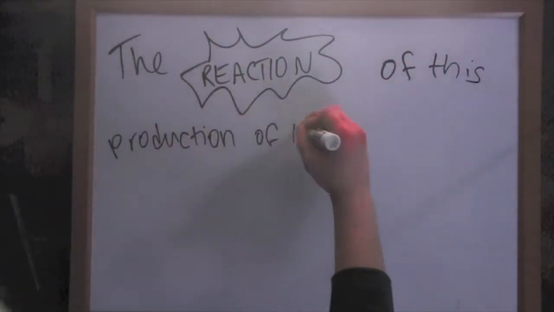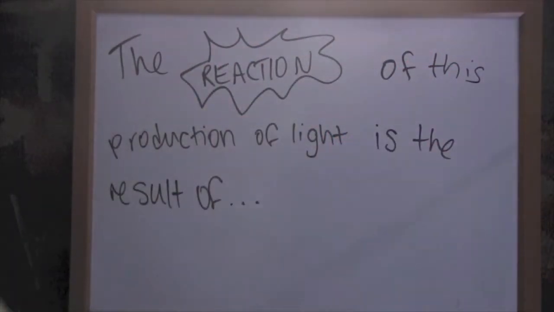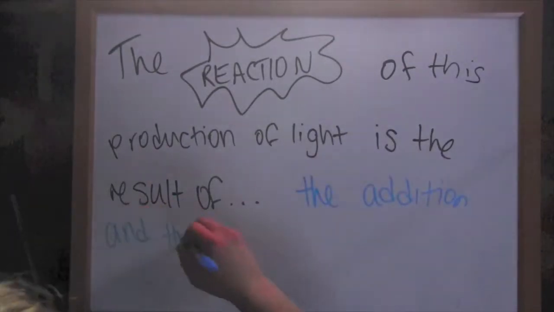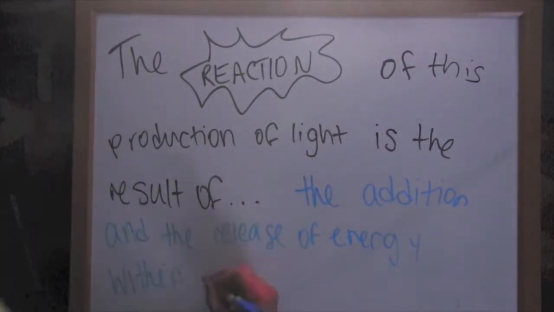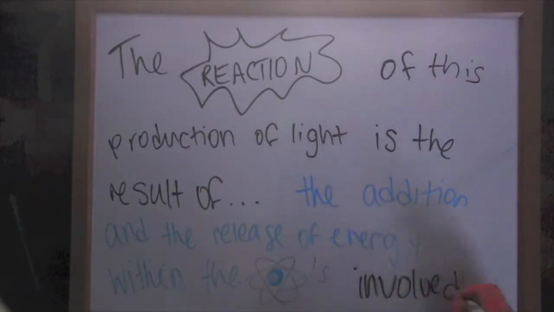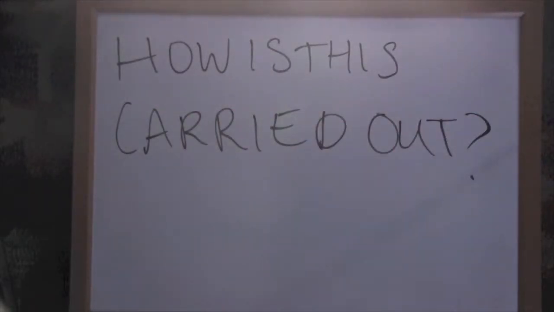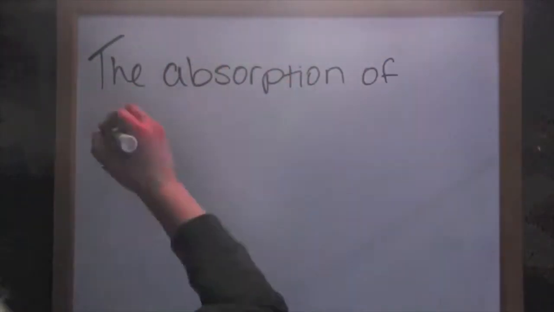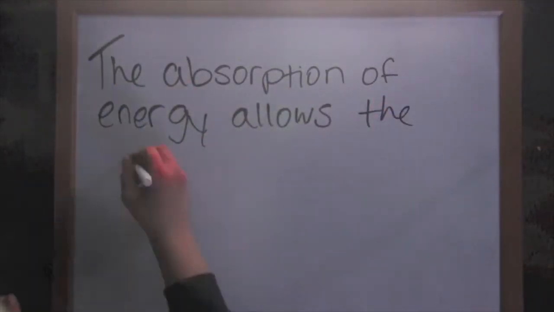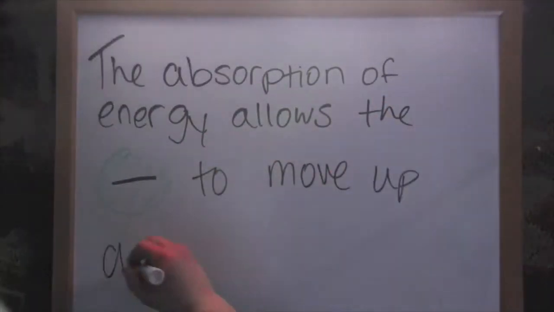And that is my drawing of an atom involved. So how is this carried out? The absorption of the energy allows the electrons to move up in energy level.